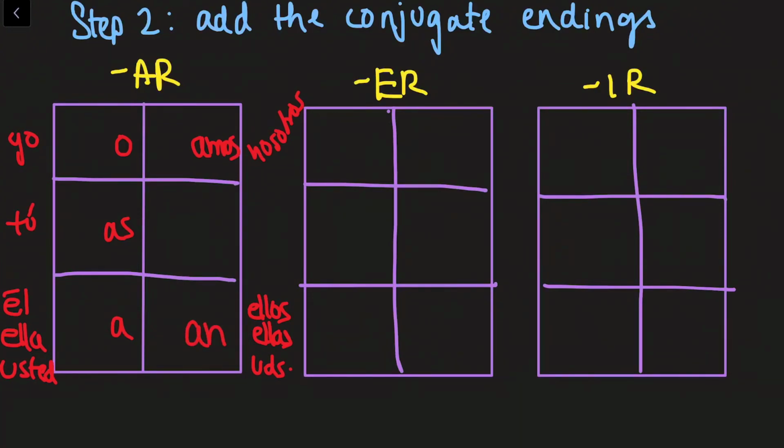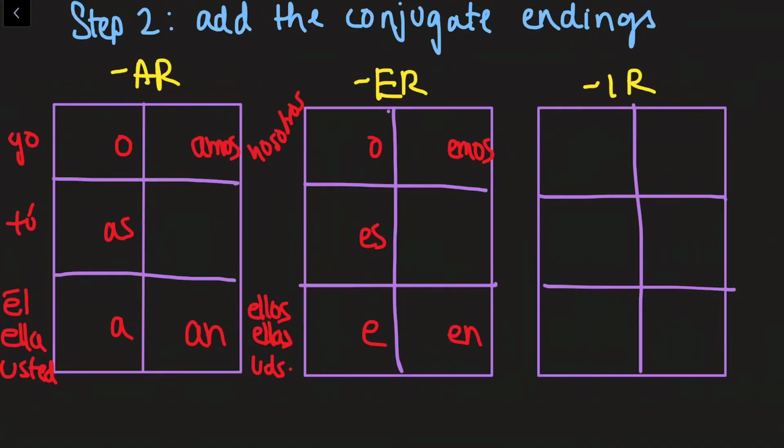Now for ER verbs, the yo form ends with an o. The tú form ends with an s. The él, ella, or usted form ends with an e. The nosotros form ends with an hemos, and the ellos, ellas, or ustedes form ends with an n.